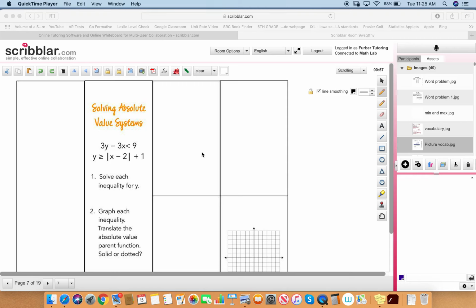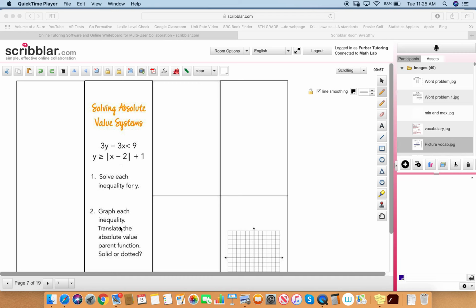Solving systems of absolute value inequalities is just a little more difficult, but I'm not giving you anything super tricky. I'm letting you use the translation method to graph all those inequalities. So again, I've got 3y minus 3x is less than 9, and y is greater than or equal to the absolute value of x minus 2 plus 1. Let's start with the linear one because this is a mixed system.